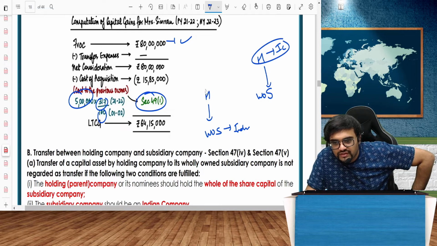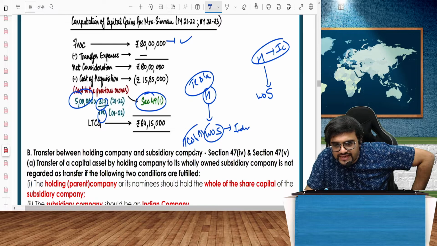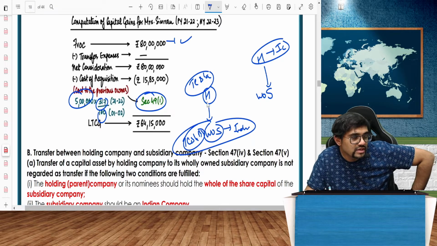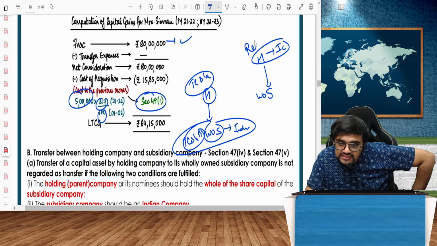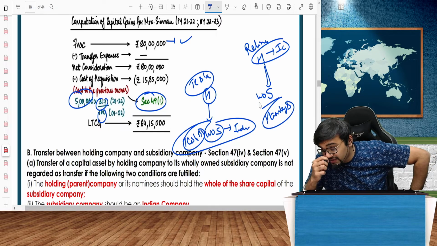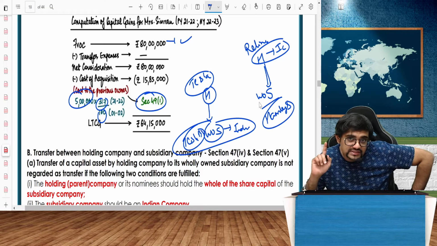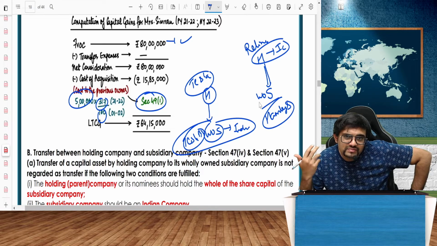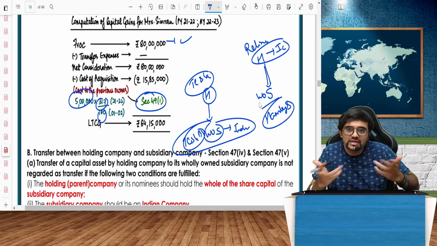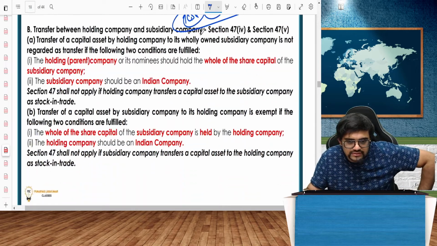So if, for example, Tesla transfers something to Tesla India, Bangalore, a wholly owned subsidiary, this is an Indian company, exempt. Reverse, Reliance transfers to Hamleys. Hamleys is a toy company registered in the UK, but it's a wholly owned subsidiary of Reliance. In that case, no tension, because it's between holding and subsidiary only, so it is exempt. All these things.